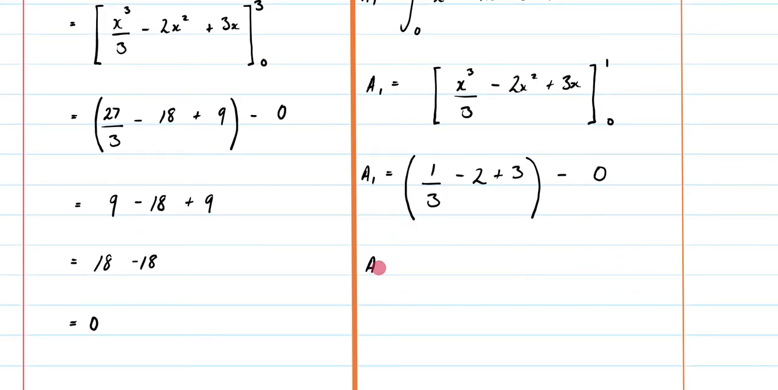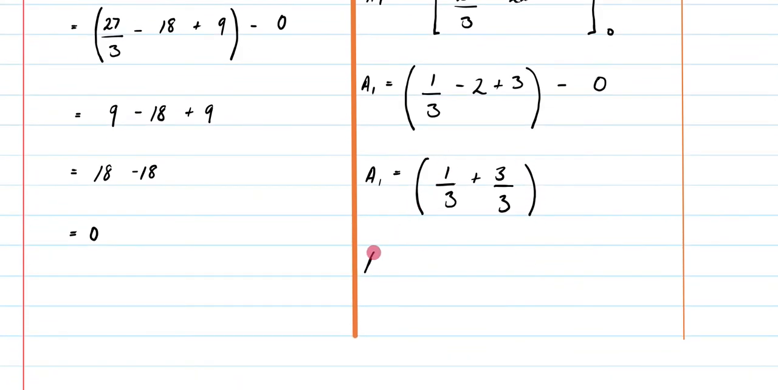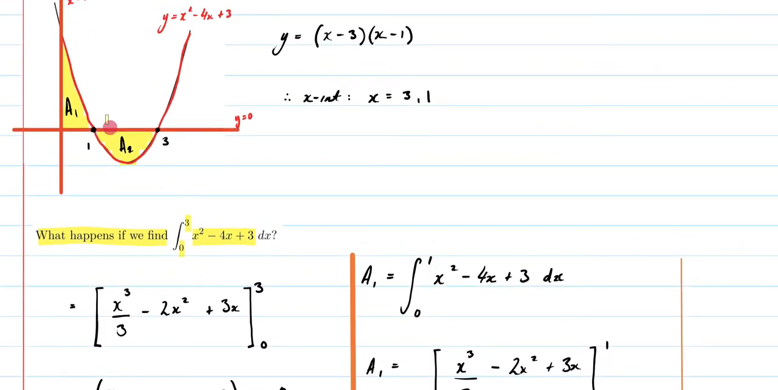So I'm going to end up with 1 over 3, this is going to be 1, and I'm just going to immediately write that as 3 over 3, because then, whoa, that's an ugly looking 3, I can just go, that's going to be 4 over 3. A1 is going to equal 4 over 3. I even put a fancy 4 there. Did you like that? All right, there we go. So that means the area here, A1, is going to be equal to 4 over 3.